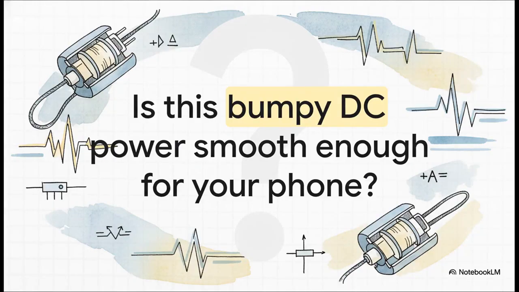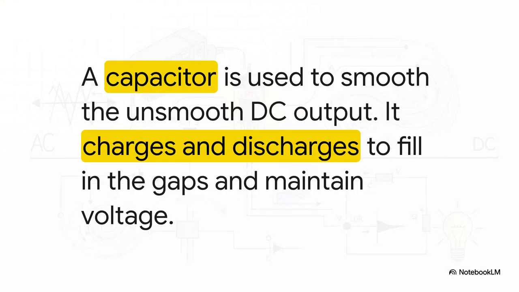And that brings us to the next problem. So this full-wave power is way better, but it's still rising and falling, rising and falling. It's like driving on a really bumpy road. Your phone's processor, though, it needs a perfectly smooth highway of power to work right. So is this bumpy DC actually good enough? The answer is nope, not even close.